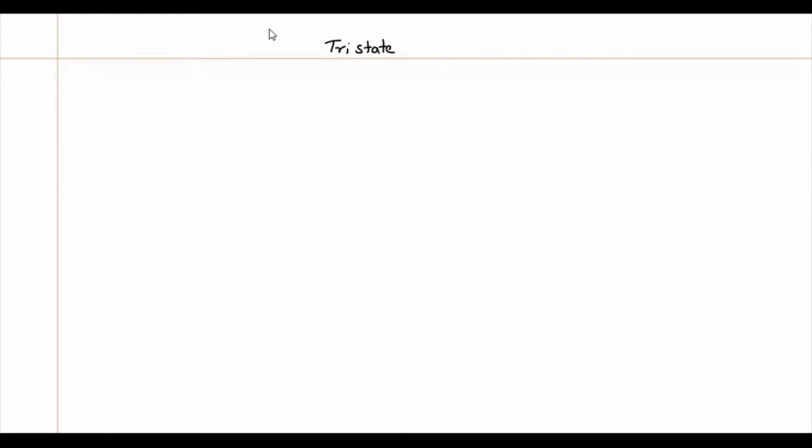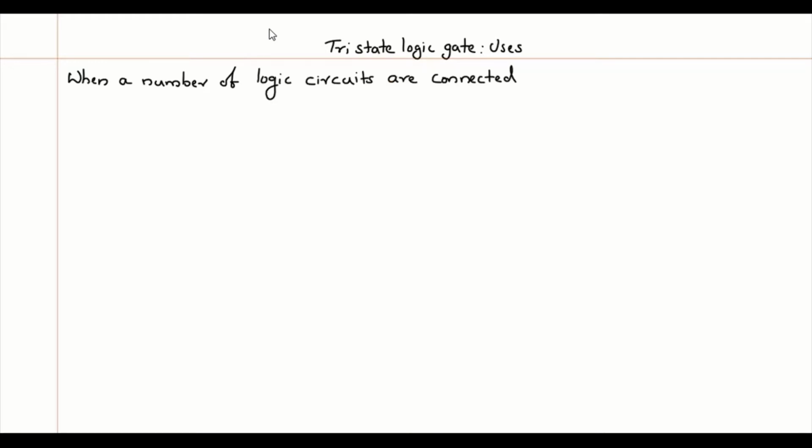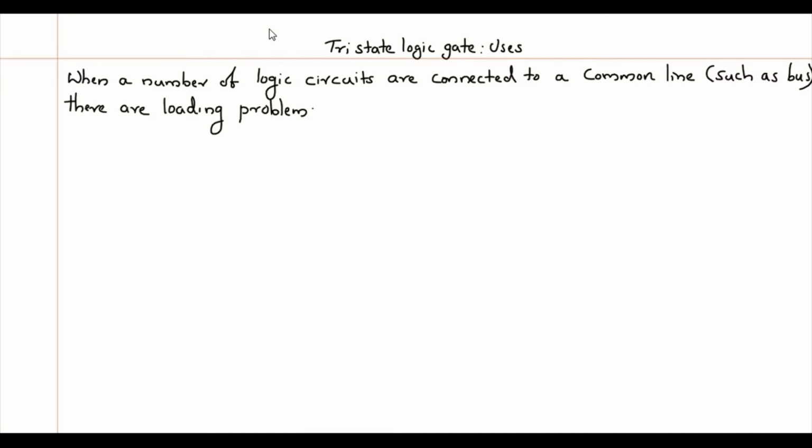That indicates that the inverter gate is effectively disconnected from the external circuit. What are the uses of these tri-state logic gates? When a number of logic circuits are connected to a common line, such as a bus, there are loading problems. That normally happens in a microprocessor.